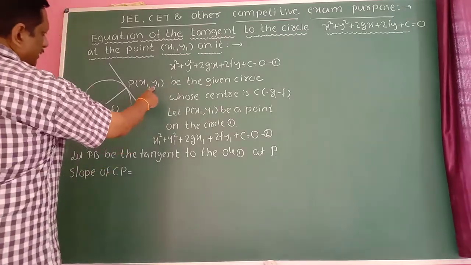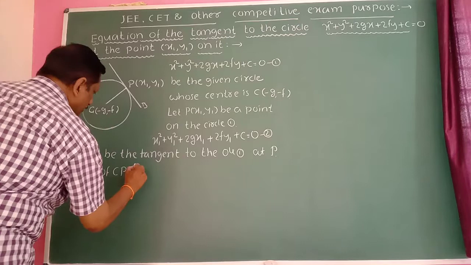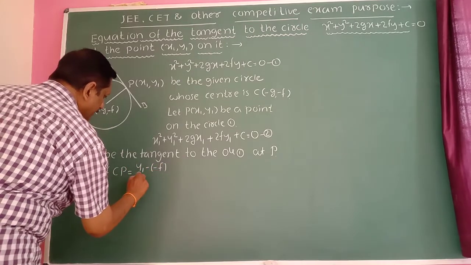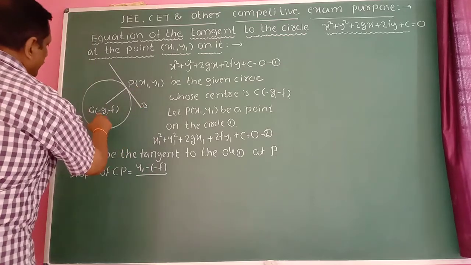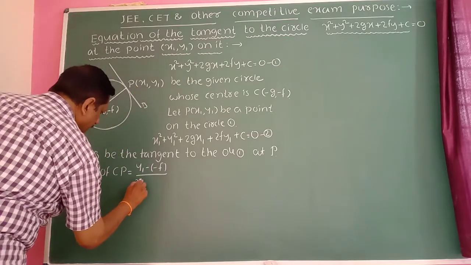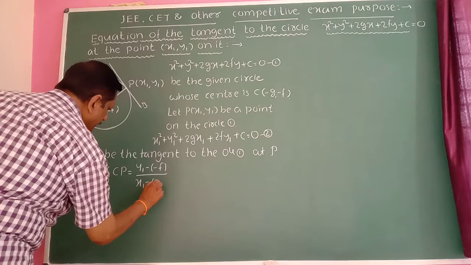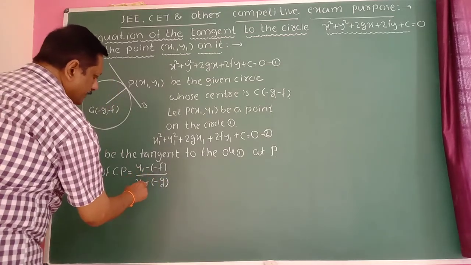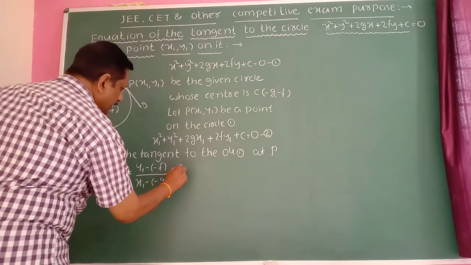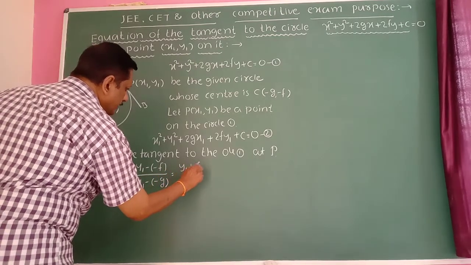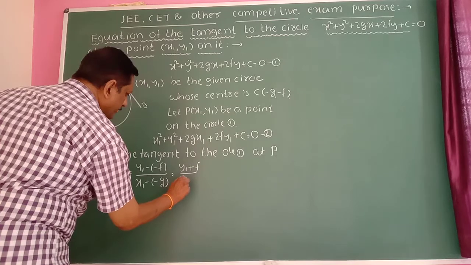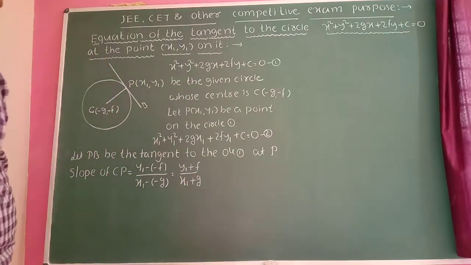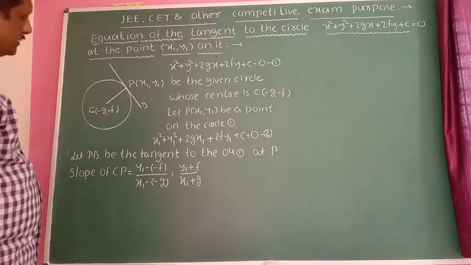Therefore, y1 minus of minus f, divided by x1 minus of minus g. Minus and minus become plus, and minus and minus become plus here. So y1 plus f divided by x1 plus g. Okay. So this is the slope of CP.